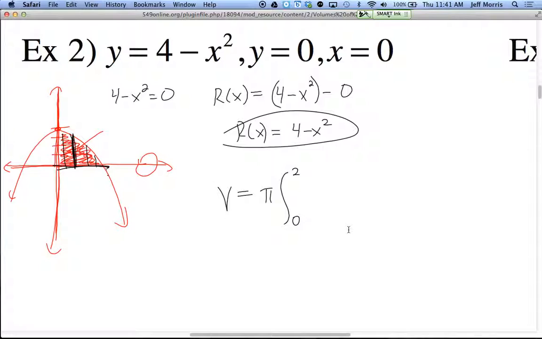And the formula is what? It's pi radius squared times height. So radius squared, what's the radius? 4 minus x squared, squared, and then the height is the dx.